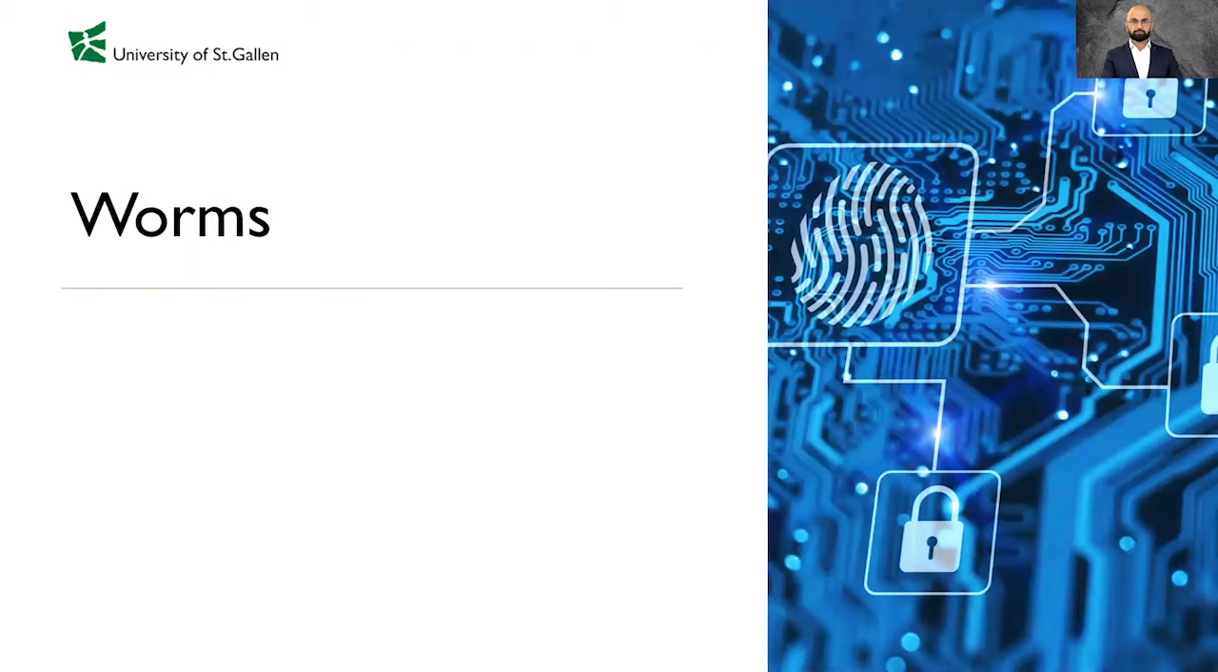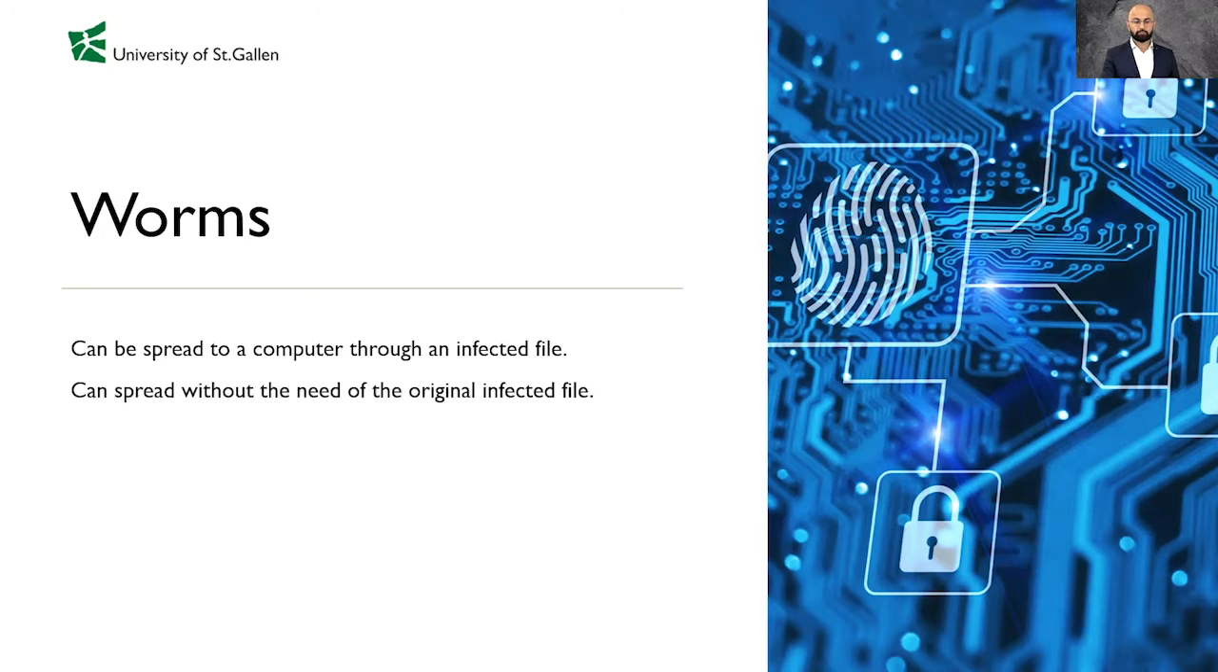The second version of the malware is worms. Worms are also a kind of virus, but there are several differences between viruses and worms. Worms can also spread from computer to computer through an infected file. But the main difference between worms and viruses is that worms do not need an original infected file. Once you have them on one device, they are autonomous.